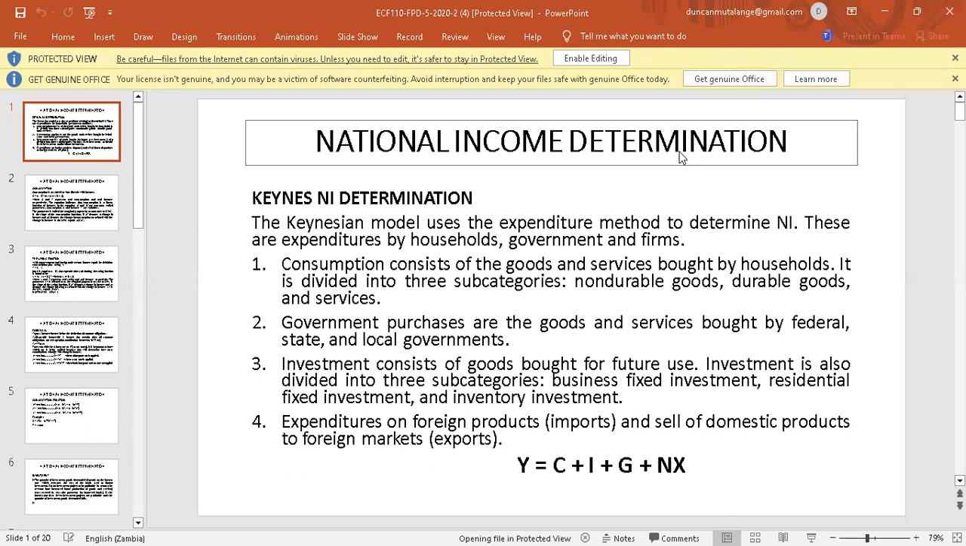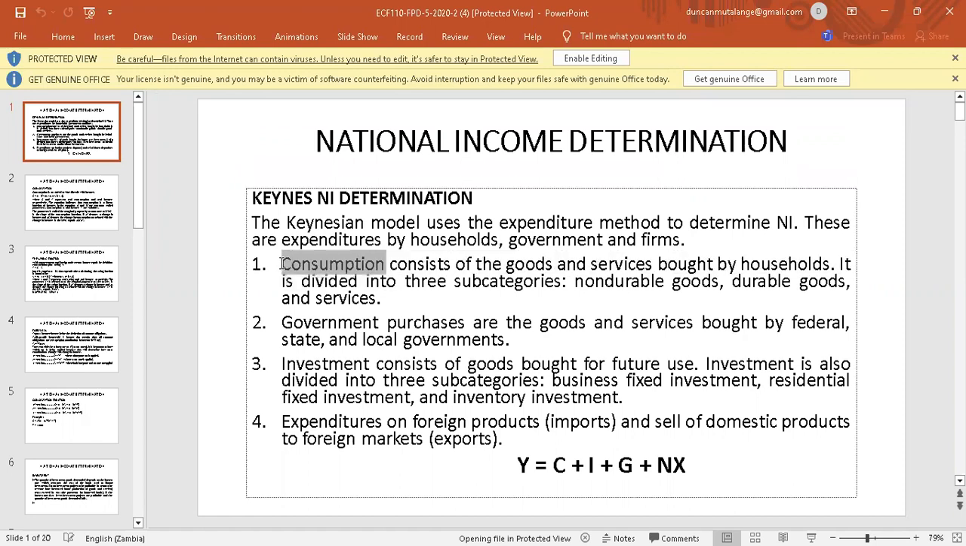So there are four major components of national income according to Keynes. The first one is consumption, all right? So this is our first component. And the second component is government purchases or government expenditure. The third one is investment. And the fourth one is expenditures on foreign products, which is imports, and the sales of products to other countries, which are exports.